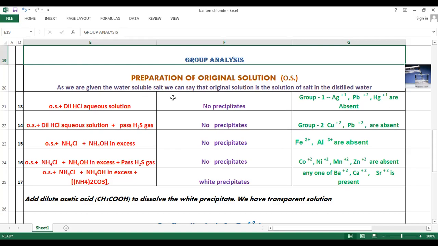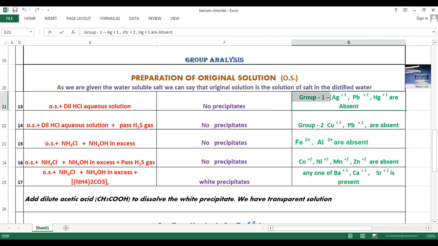So when it comes to the first test, we take original solution, and when we add dilute hydrochloric acid, we can say that there are no precipitates present, and as there are no precipitates produced, we can say that group 1, that is your Ag+, Pb2+, Hg2+, are absent.